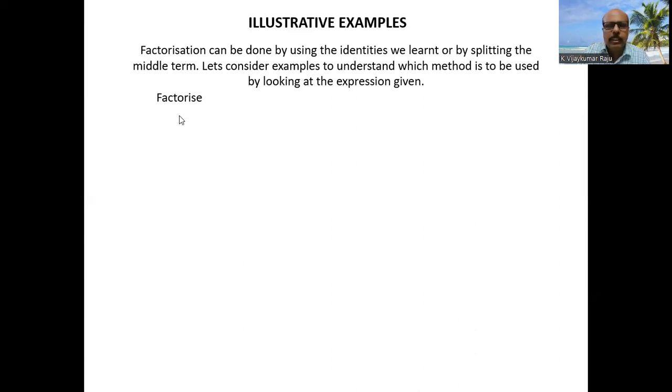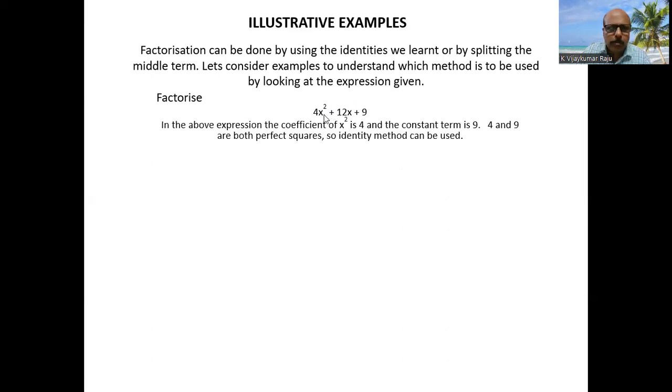So let us factorize one particular thing: 4x square plus 12x plus 9. This is the polynomial to be factorized. Now here you see in this expression, the coefficient of x square is 4, and the constant term is 9. 4 and 9 are both perfect squares, so the identity method can be used.